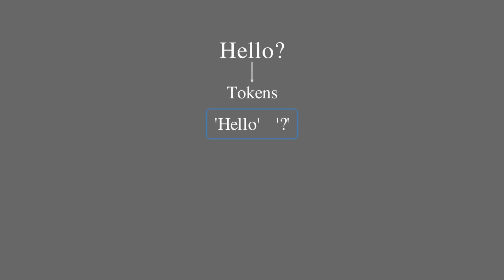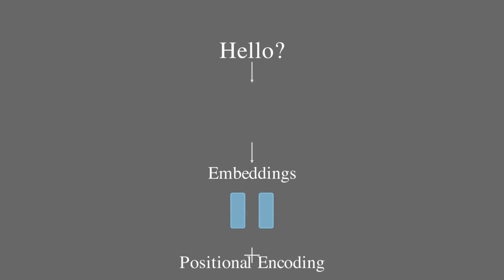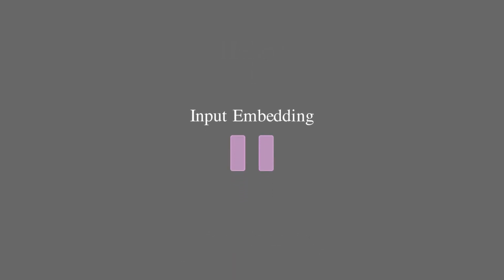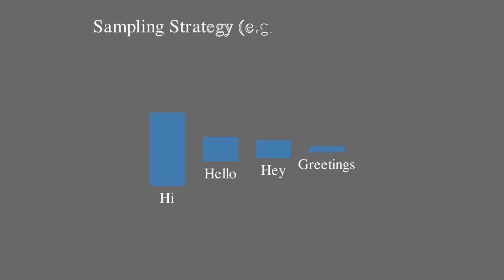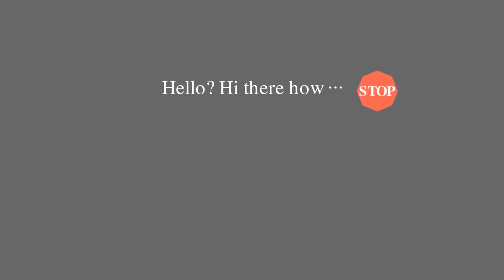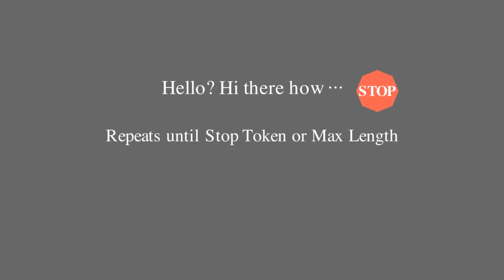First, your prompt is tokenized, embedded, and positional encoding is added just like during training input. This input representation then goes through all the stacked Transformer decoder layers from bottom to top. A sampling strategy selects the next token, often by picking the most likely word or sampling from the top few. This generated token is added to the sequence, and the entire updated sequence is fed back into the model. This process repeats, generating one token at a time until a special stop signal is produced.